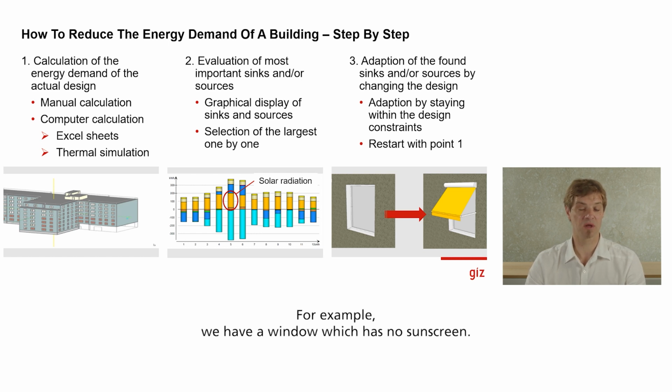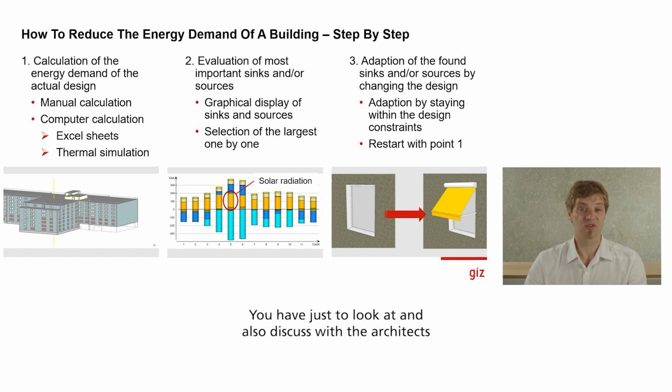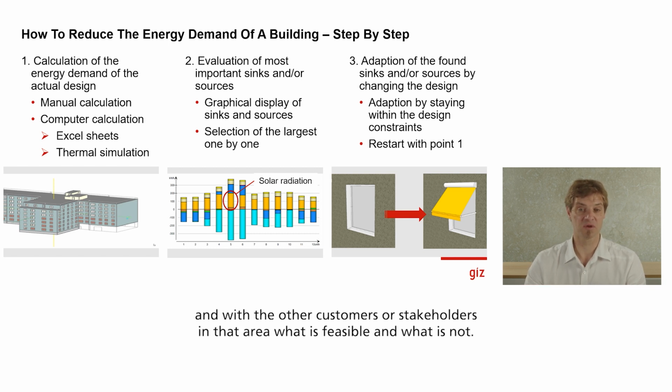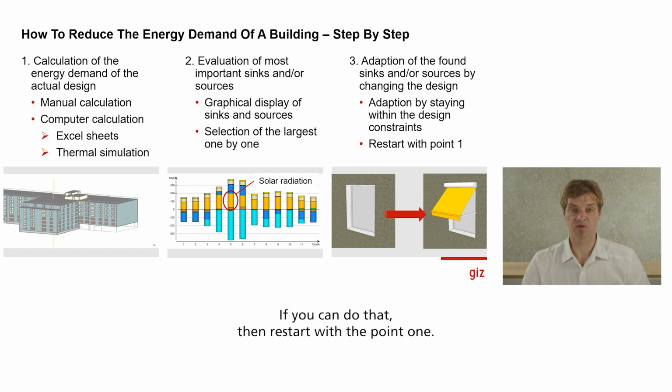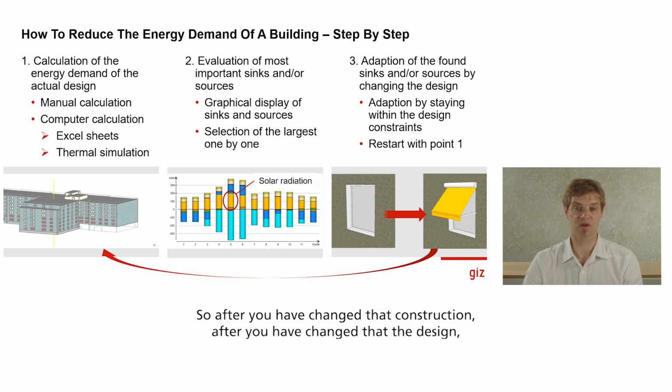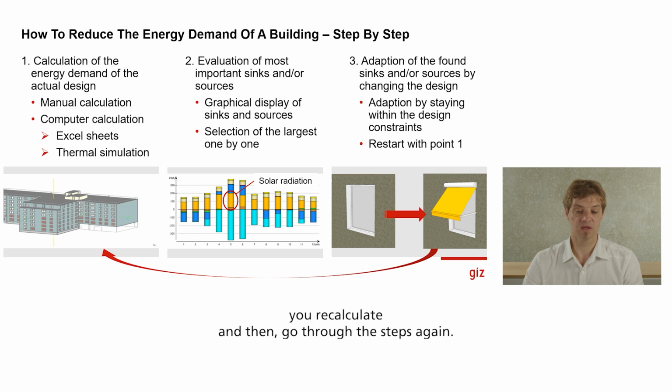For example, we have a window which has no sunscreen. We can add a sunscreen. You have just to look at and also discuss with the architects and with the other customers or stakeholders in that area what is feasible and what is not. So the adaptations have to stay within the design constraints. If you can do that, then restart with the point 1. So after you have changed that construction, you recalculate and again go through the steps again.